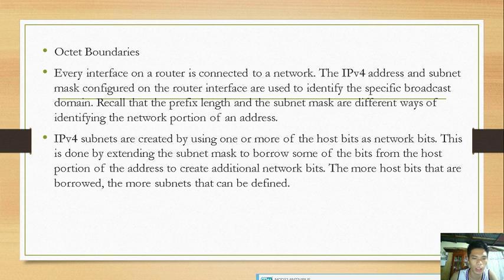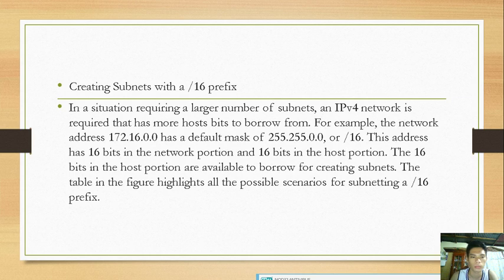IPv4 subnets are created by using one or more of the host bits as network bits. This is done by extending the subnet mask to borrow some of the bits from the host portion of the address to create additional network bits. The more host bits are borrowed, the more subnets can be defined. Creating subnets with a /16 prefix.